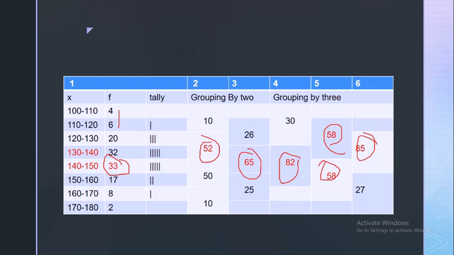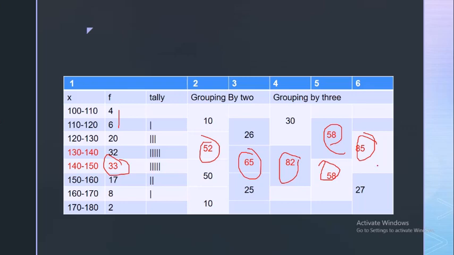That is, this 58 is formed by adding up 6, 20 and 32, so I have to mark 1 over here. And this other 58 I got by adding 33, 17 and 8. So I have to mark the corresponding tally marks over here. That is how you have to do it.